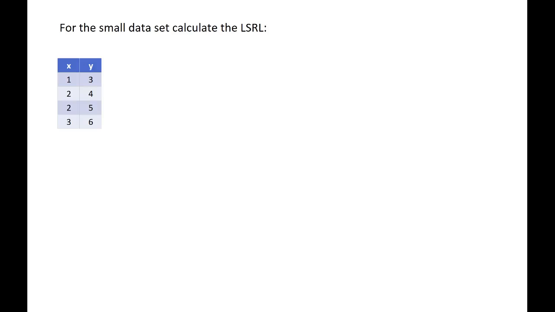For this small data set, we're going to calculate the least squares regression equation. So that's y hat is equal to b naught plus b1x. And we need to find our estimate for the intercept and our estimate for the slope. And so we can do this with this small data set by hand.